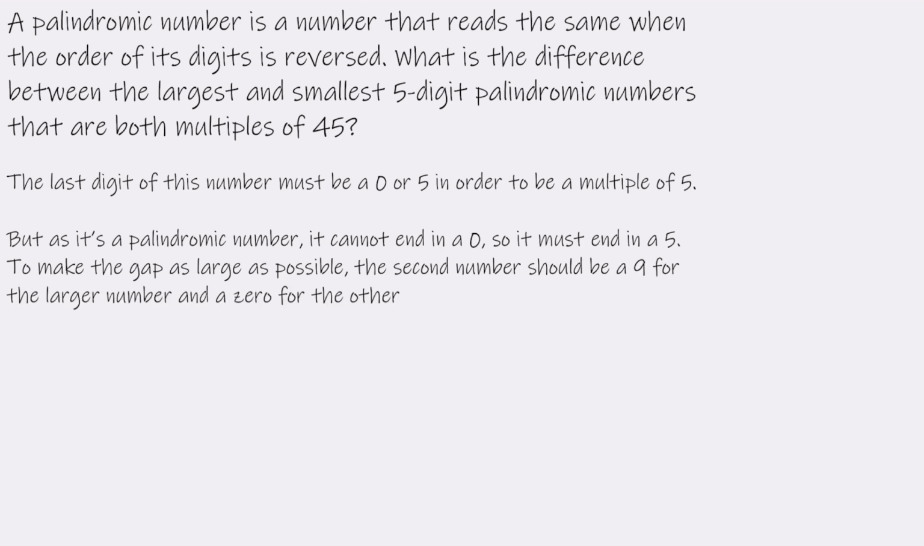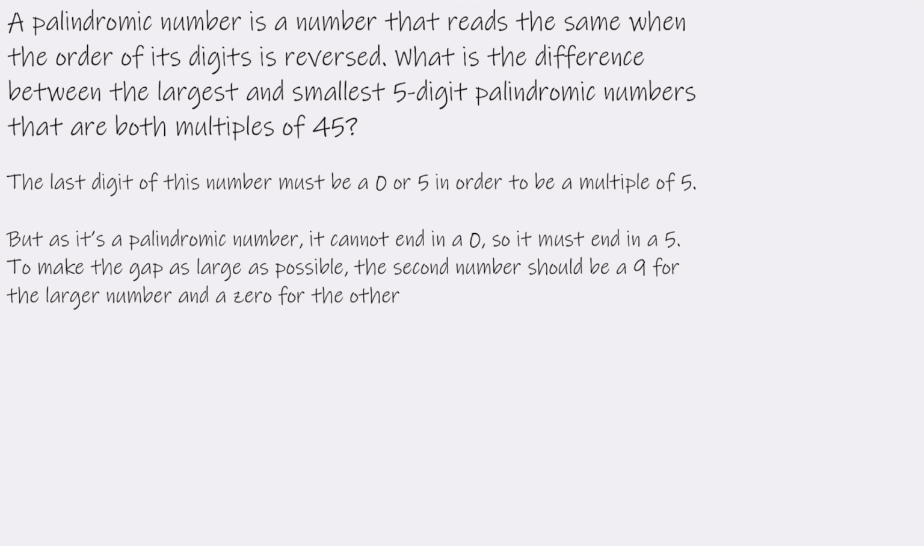So it would be 59 something 95 because it's palindromic. So if it starts with 59, it must end in 95. And because the second number is the smaller one, and it starts with 50, it must end in 05. So it's 50 something 05.